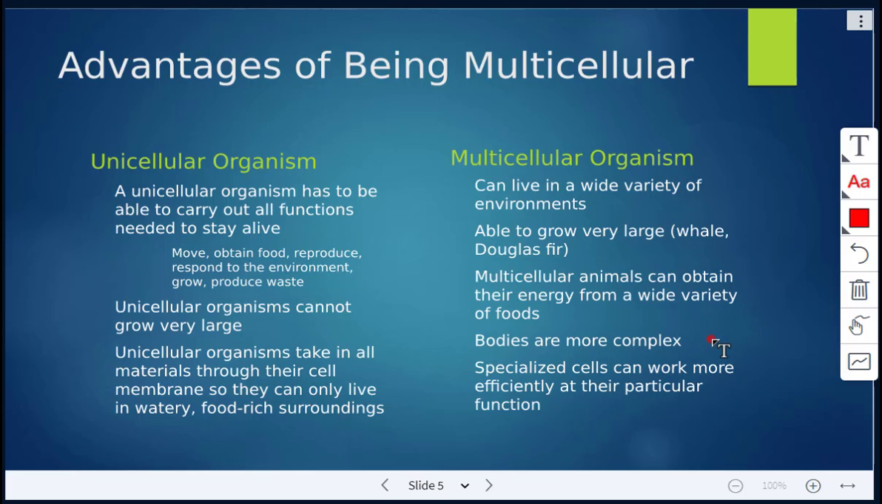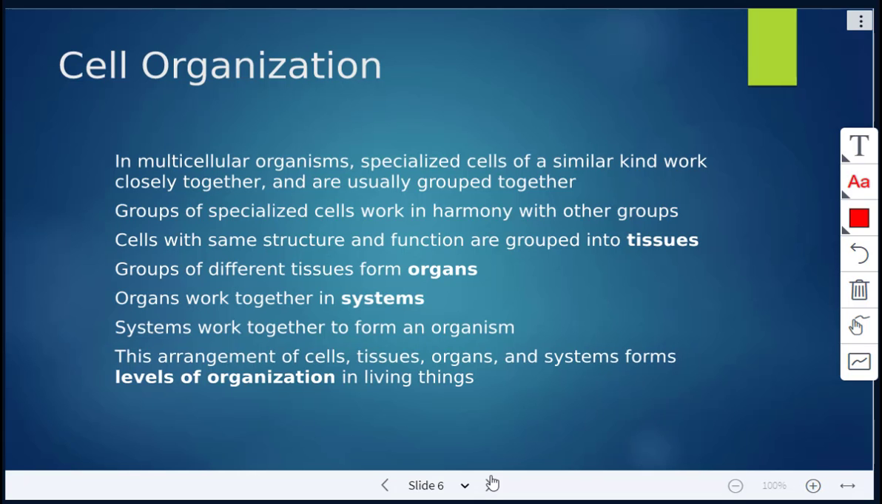Our bodies are more complex, and therefore specialized cells are able to work more efficiently at their particular function. So instead of one cell trying to do all the jobs, we have specialized cells, and their structure and everything is adapted so that they are able to perform their function more efficiently.